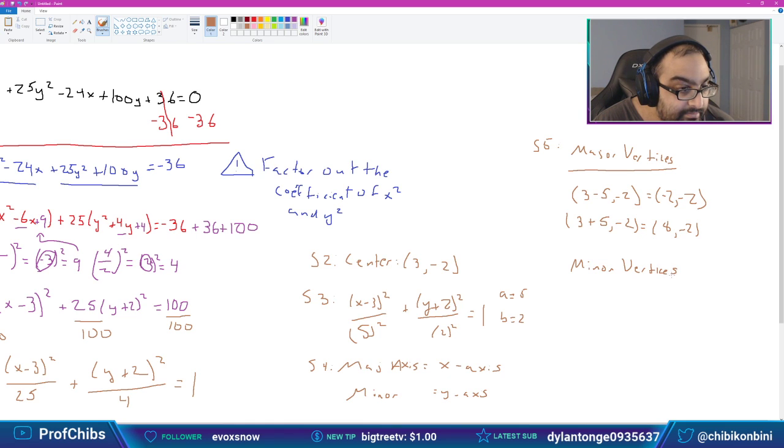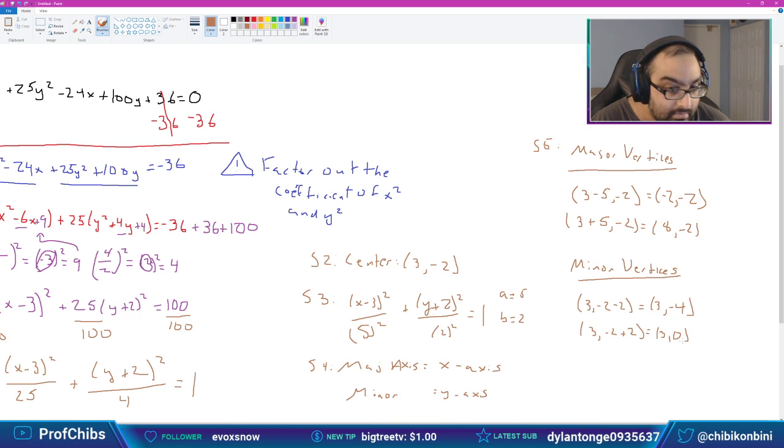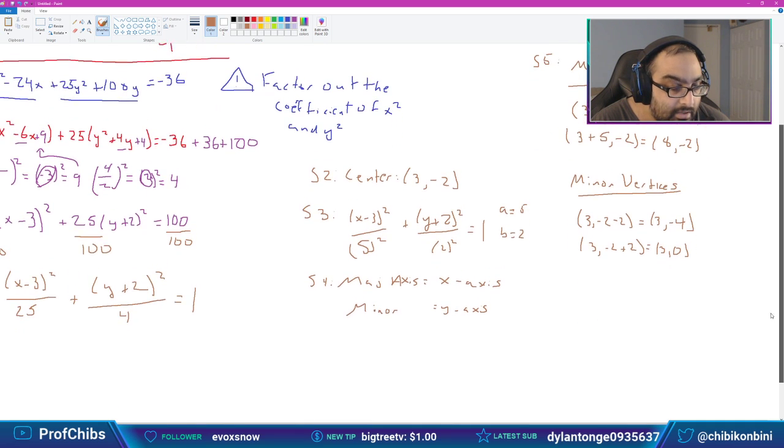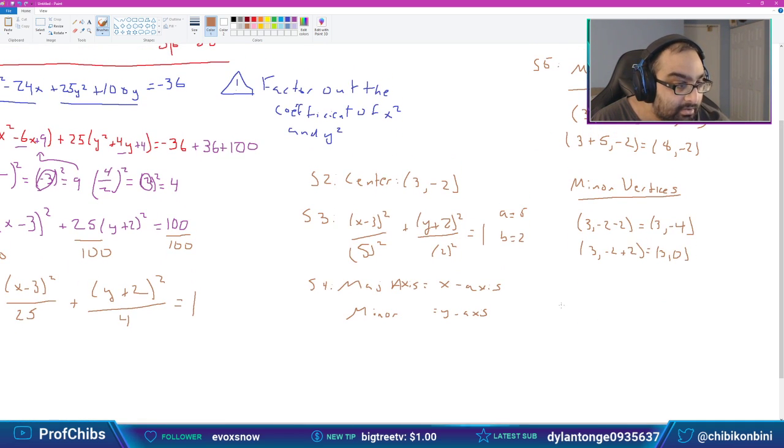Minor vertices here is going to be, again, (3, -2). Was our 2, okay, minus 2. And (3, -2 plus 2). Here we're going to get (3, -4). And (3, 0). Okay. There we go. You can go ahead and graph this out.